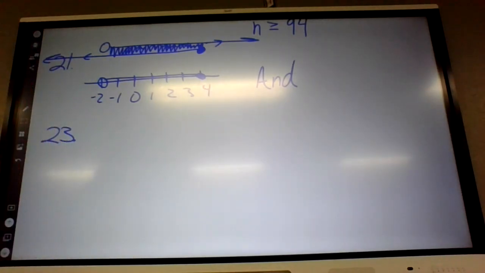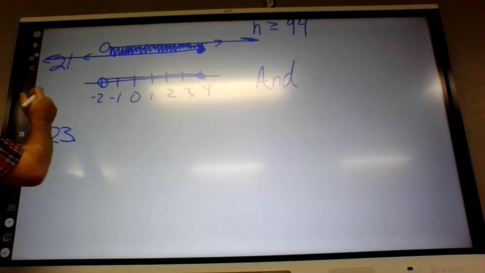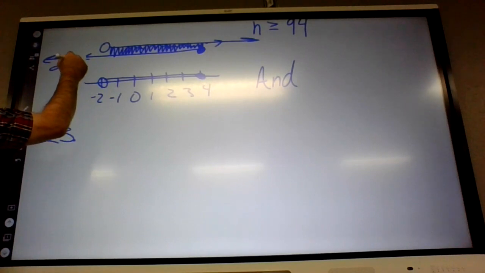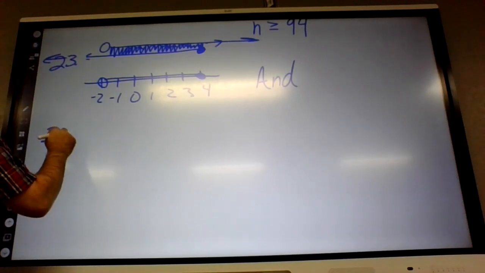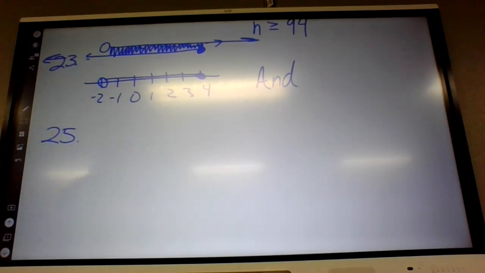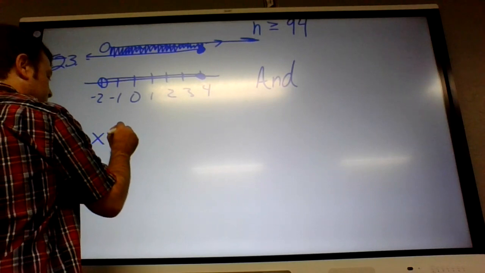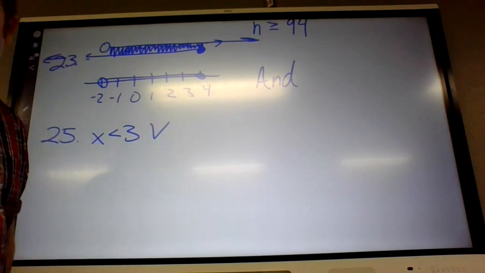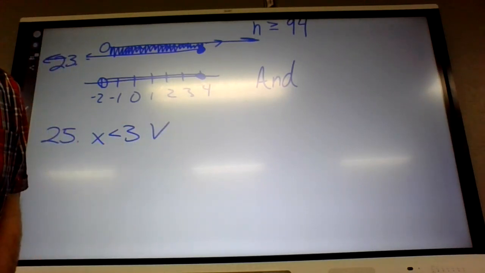Exit number 25. Whoops. Oh, that was 23. I didn't write down 21. We just talked about it. X is less than 3. What did the V mean? Yeah, or. The and one looked kind of like a capital A.